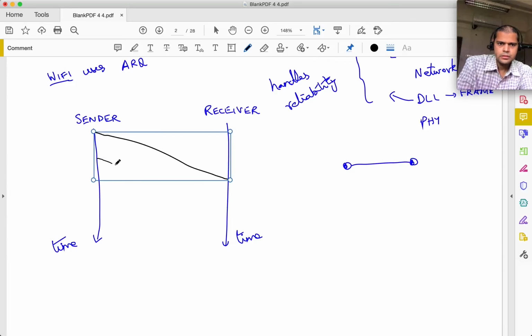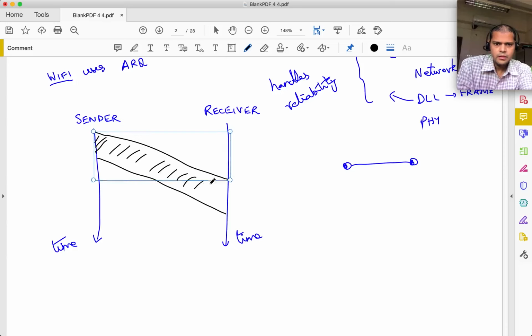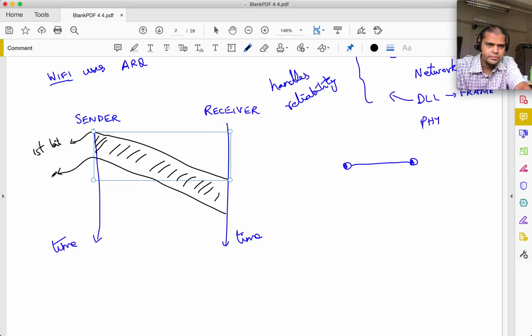And I'm drawing it in a slightly exaggerated fashion. So this is when it actually sends out the frame and it propagates over space and reaches the receiver at some particular point in time. Okay, so this is when the first bit is sent out, and this is when the last bit is sent out.